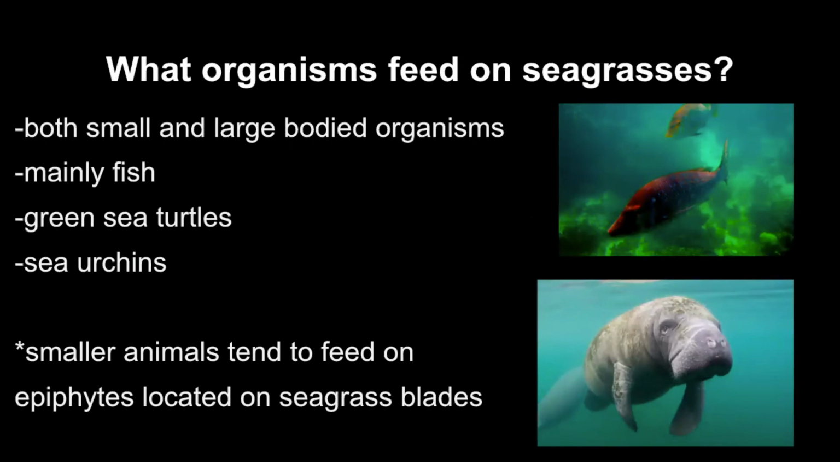So something you should know about seagrasses is that they actually grow throughout our whole planet. This is because they can actually grow in every climatic region except for polar regions.